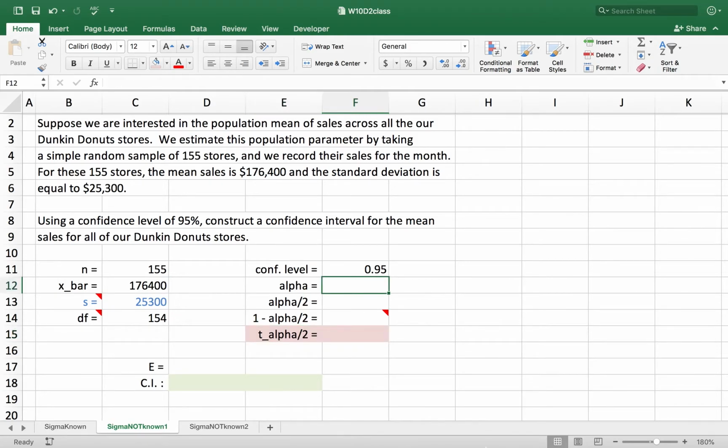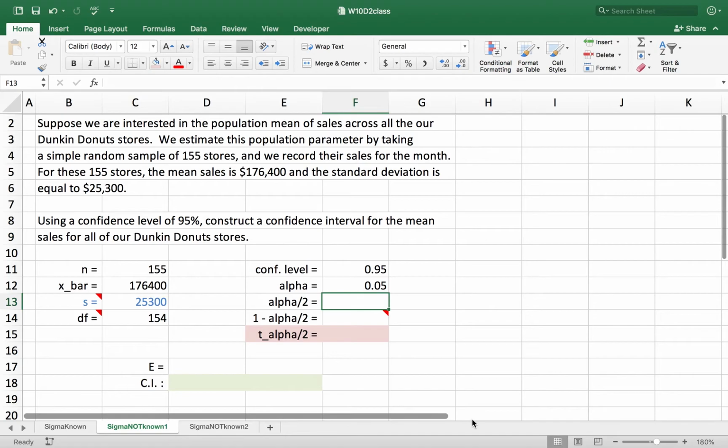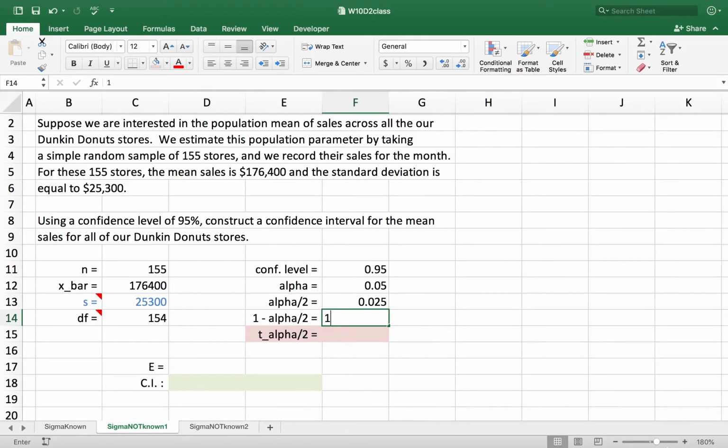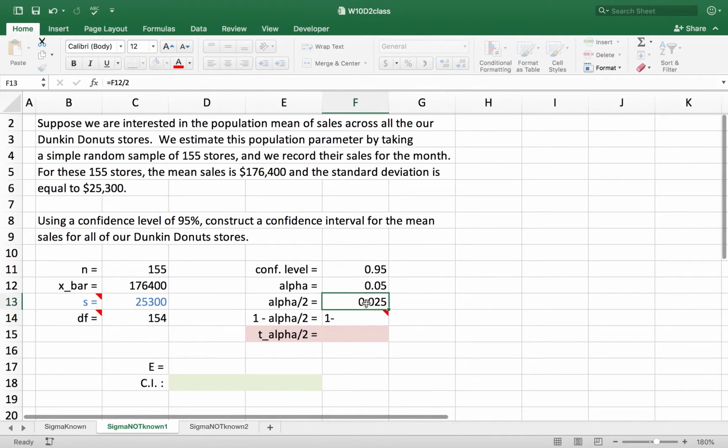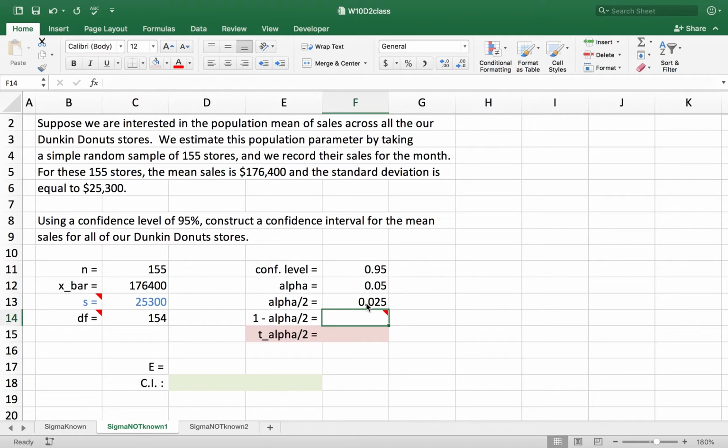All right. Alpha is as it is before. It's 1 minus your confidence level. So in this case, it's the missing percent that we need to use to fill in the 2 tails. So this is 5%. Alpha over 2, remember we're dividing that missing percentage over the 2 tails. 1 minus alpha over 2, I'm going to do this in a separate cell. Normally I do this inside of our command.